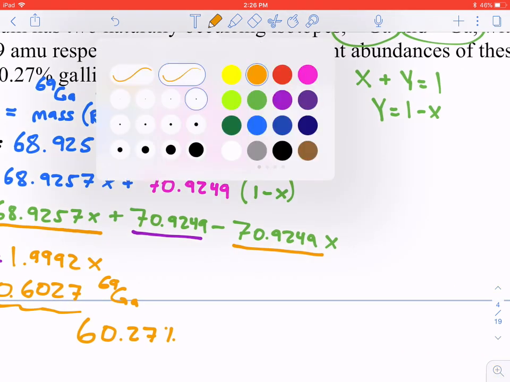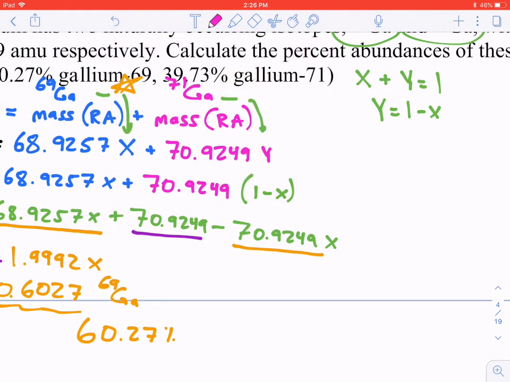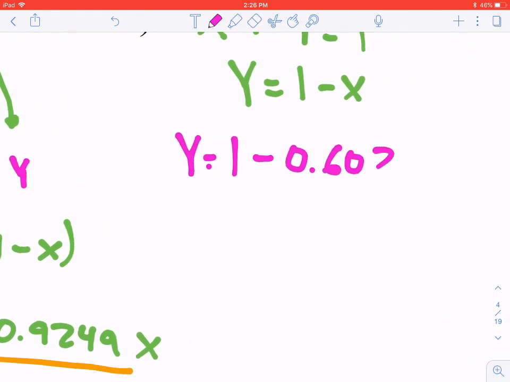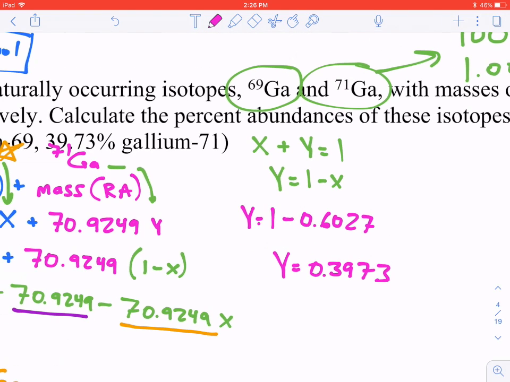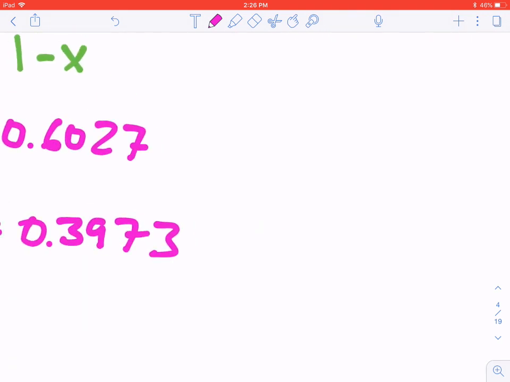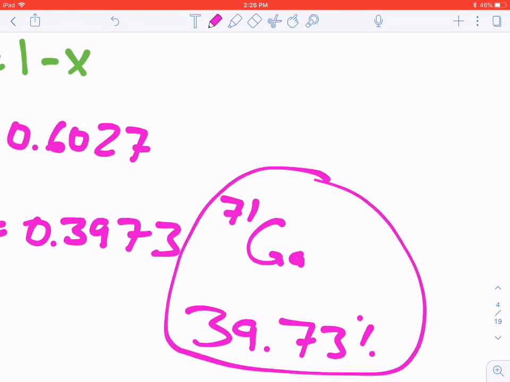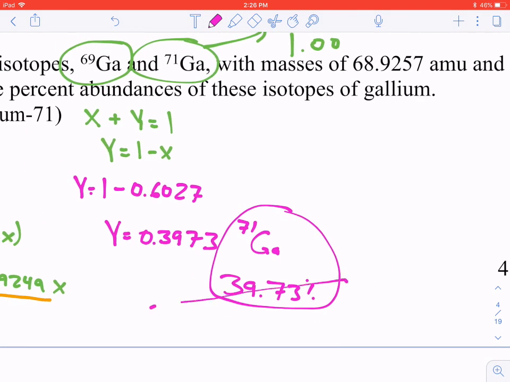And then we can simply figure out the other one, gallium-71, by some subtraction, right? So over here we said that y is equal to 1 minus x. So let's just do our math again over here. y is equal to 1 minus what we just solved for as x, 0.6027. That means y is equal to 0.3973. That one was gallium-71. So this is gallium-71. We want it in percentages, so this should be 39.73%. So our final answer is that gallium-71 occurs 39.73% of the time.